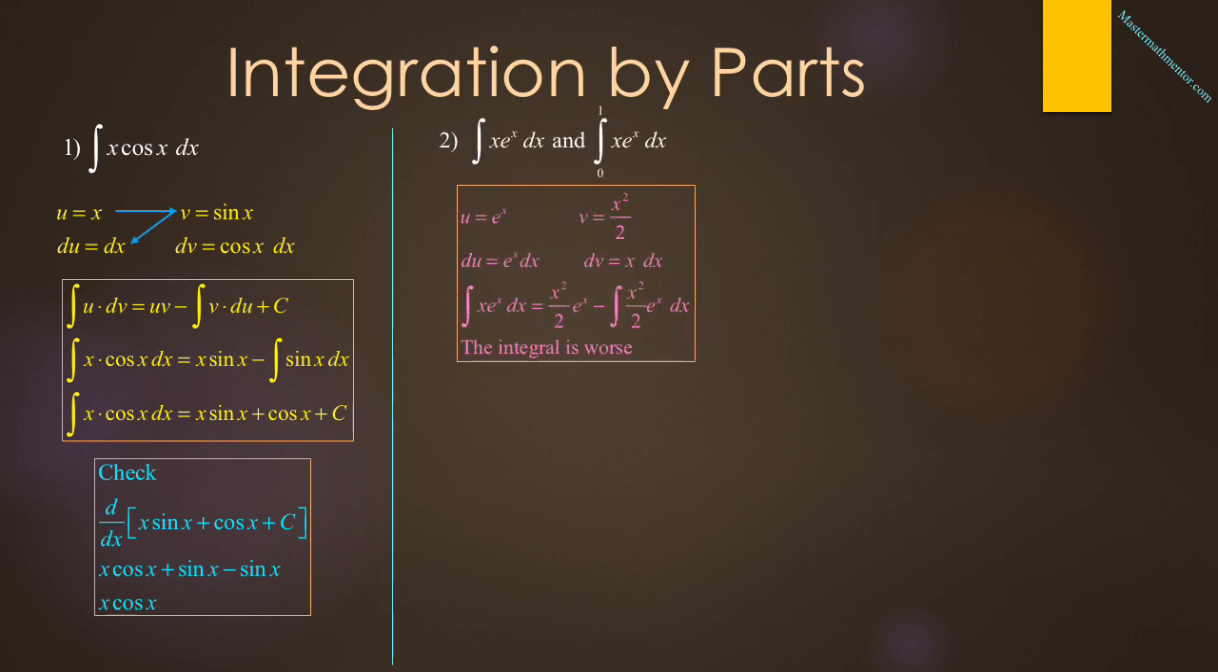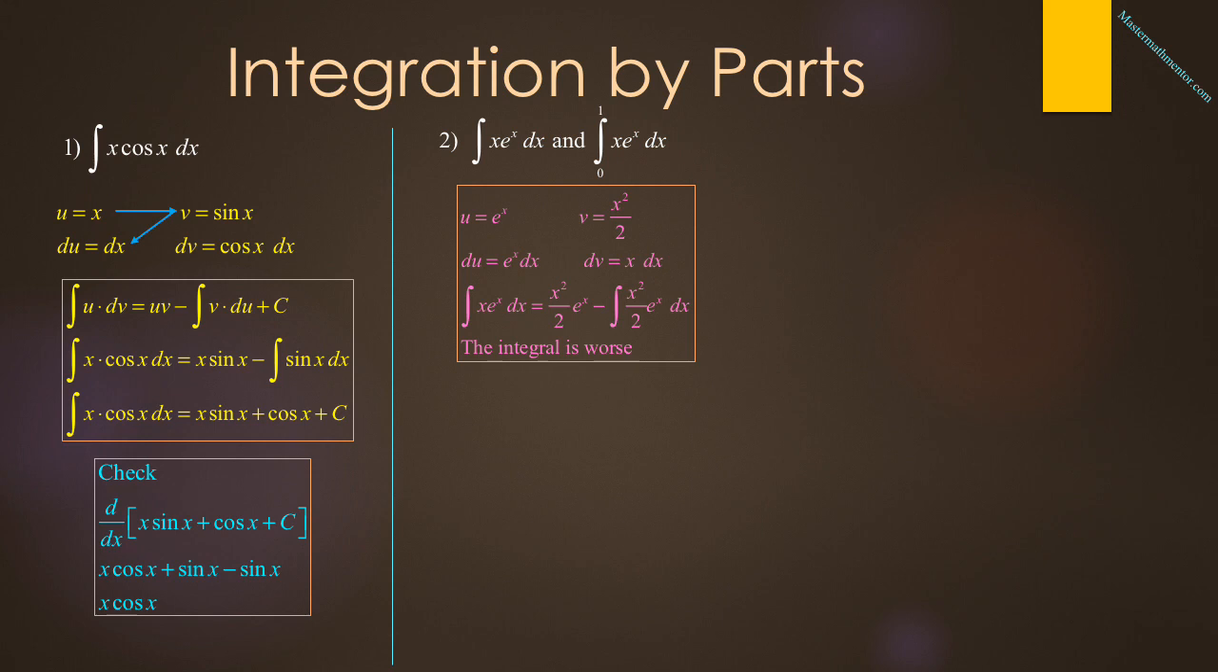Let's look at the integral of x e to the x dx and the integral from 0 to 1 of x e to the x dx. Before we use integration by parts, we should be sure that we can't do this by another method. U substitution is indicated, but if u is x, then du is 1, and we cannot do this problem that way. So we need to use integration by parts.